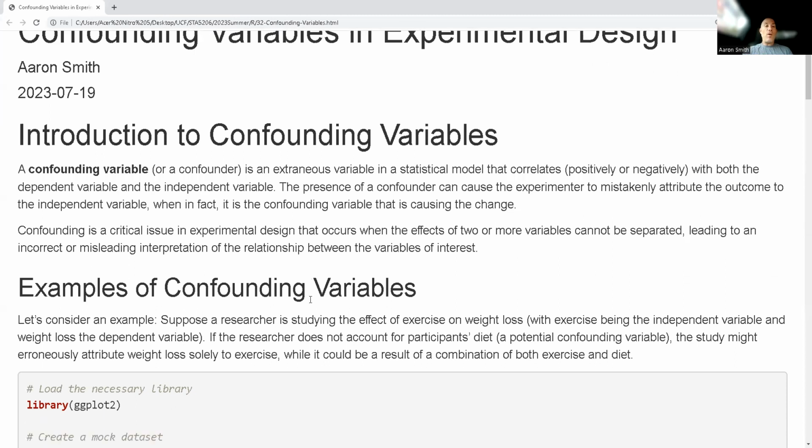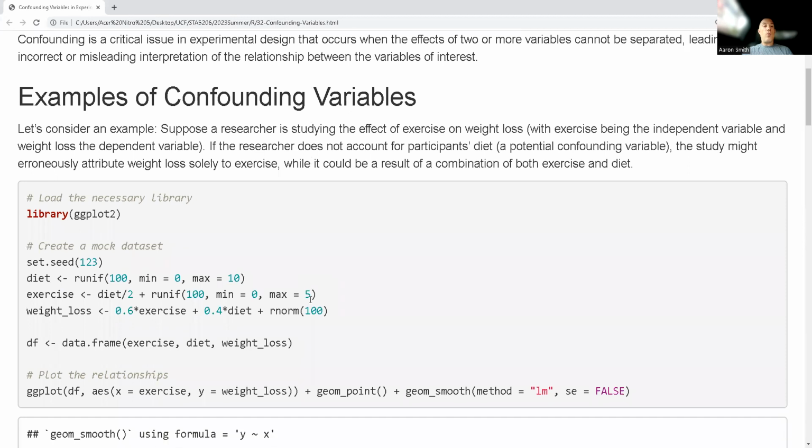Let's run through an example. We're going to create some dummy data to show the mathematical relationship of a confounding variable. Let's say exercise is influenced by our diet. Maybe true, maybe not, just run with it for this example. We're a researcher interested in studying the influence of exercise on weight loss. Weight loss will be influenced by diet also.